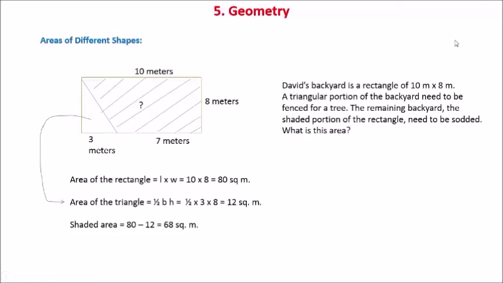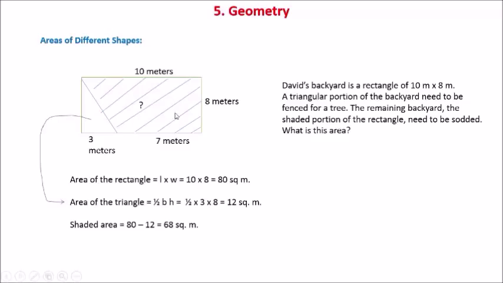Now let's do a problem with a different shape. Let's say David's backyard is a rectangle of 10 meters by 8 meters. So this is the big rectangle. A triangular portion of the backyard needs to be fenced, because there's a big tree here. So he wants to fence this triangular part. The remaining backyard, the shaded portion here, needs to be sodded. So he needs to decide how many square meters of sod he has to get.